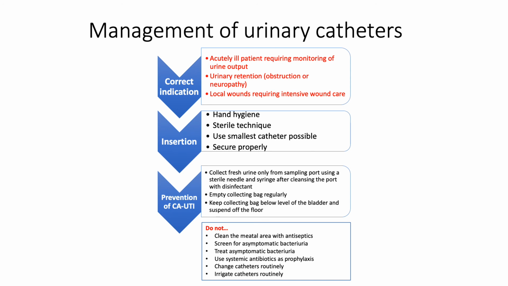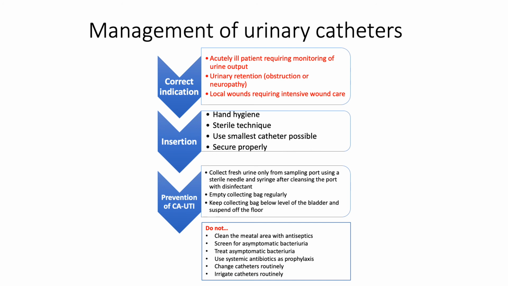The second indication is patients who have urinary retention, either because of anatomical obstruction or because of functional obstruction, so patients with spinal cord injury or other causes of neuropathy, not allowing them to pass urine spontaneously. And then patients with local wounds around the perineum requiring intensive wound care often require urinary catheters just to keep the wound dry. Those are the only three indications.